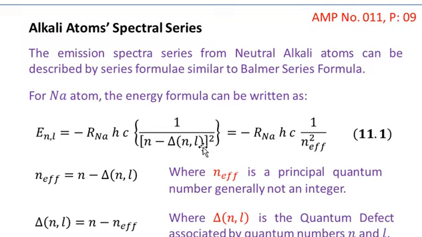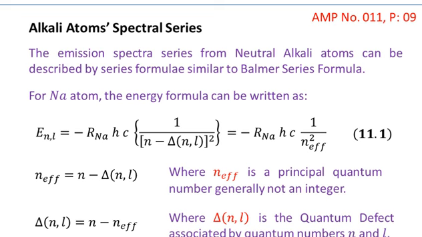That is, n minus delta of n, L can be represented as n effective, or the effective principal quantum number. So we have 1 over the square of the effective quantum number as shown in equation number 11.1, and here n effective is not an integer number.